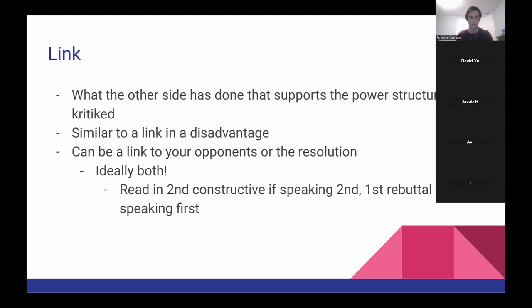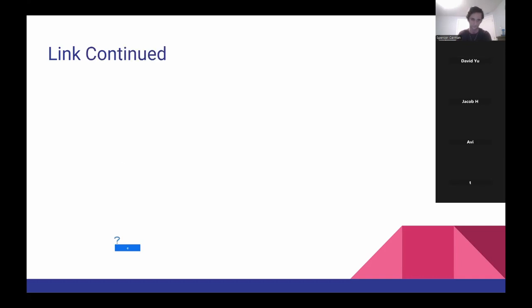And so these links, when you're reading links to your opponent, you would read them in second constructive if you're speaking second in response to the 1AC, or you would read them in first rebuttal if you're speaking first, because in your first constructive, you would have had to link it to the resolution because your opponents hadn't said anything yet. So just a little bit more into the link.